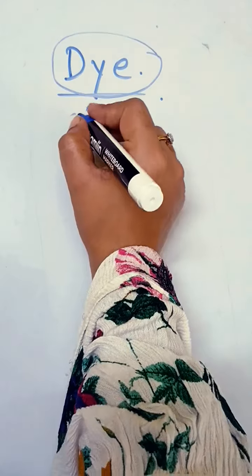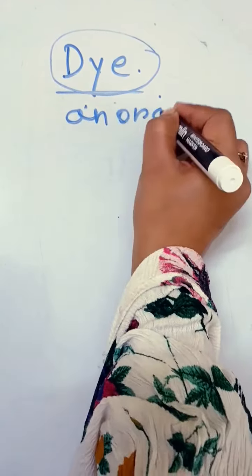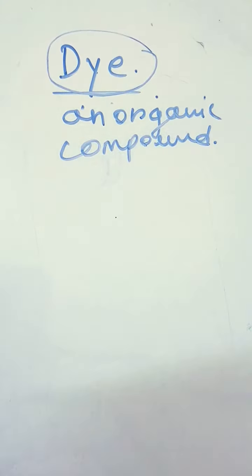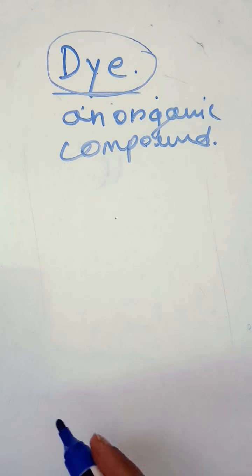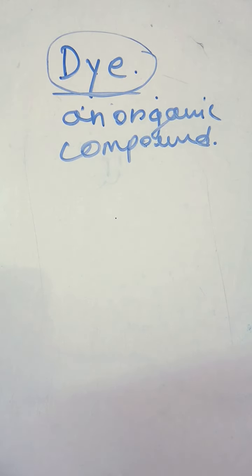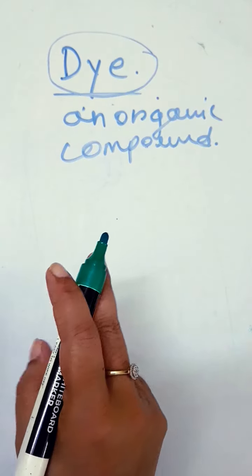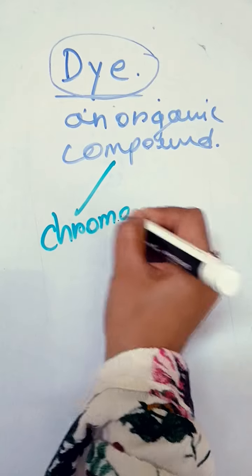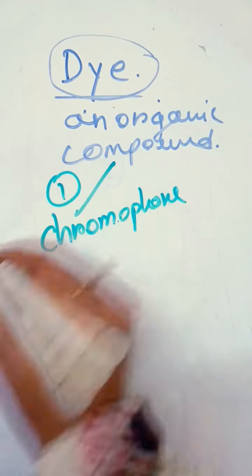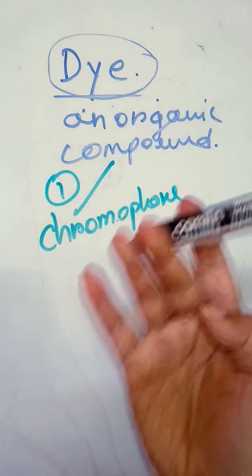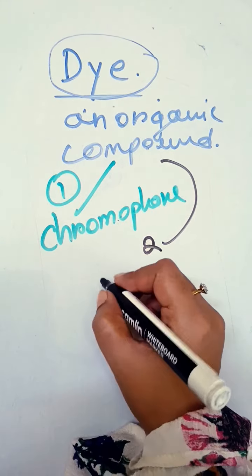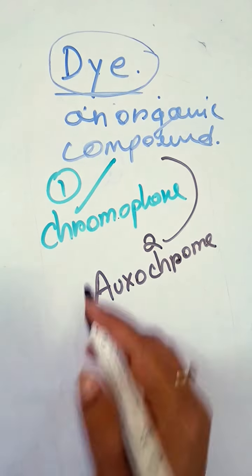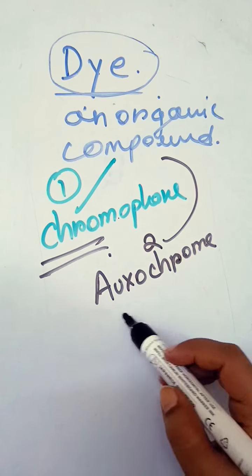The definition of dye is basically an organic compound which can color the bacterial cell. Now the dye has two important but different groups: one is known as the chromophore group, and the second group, which is also important, is known as the auxochrome group. So one is the chromophore, and one is the auxochrome group.